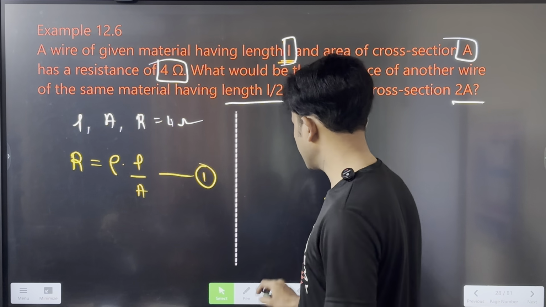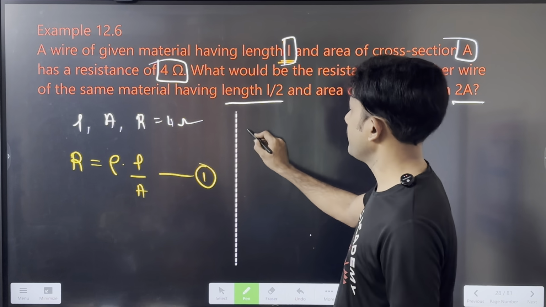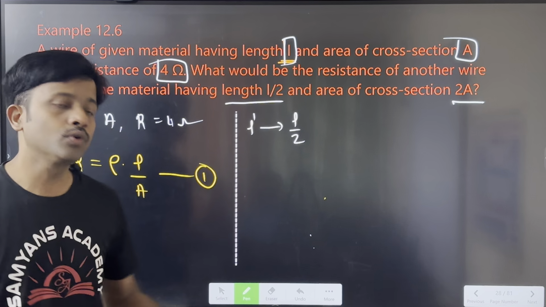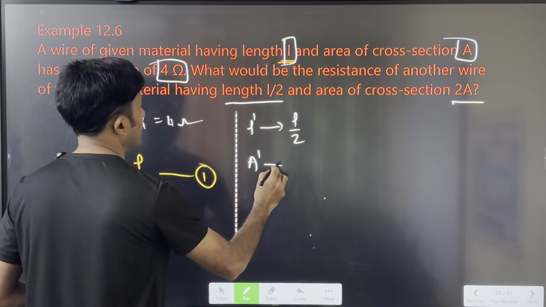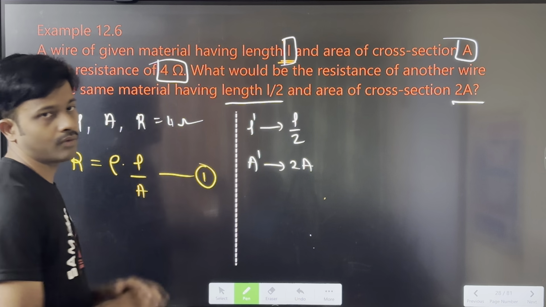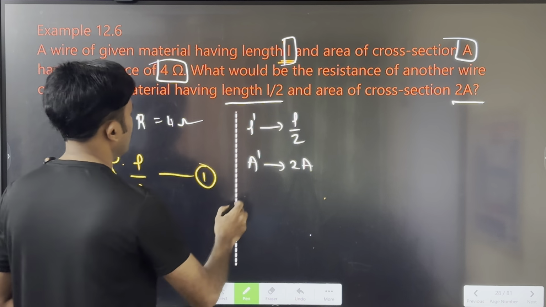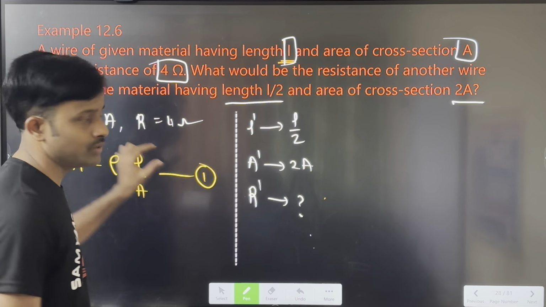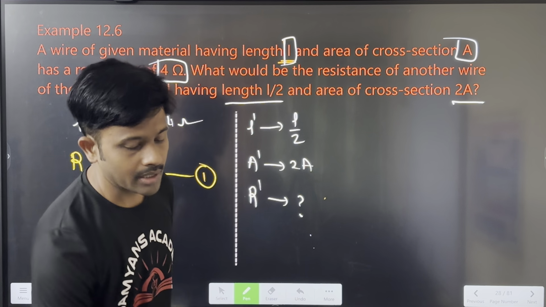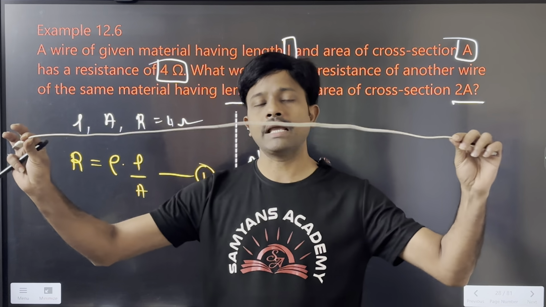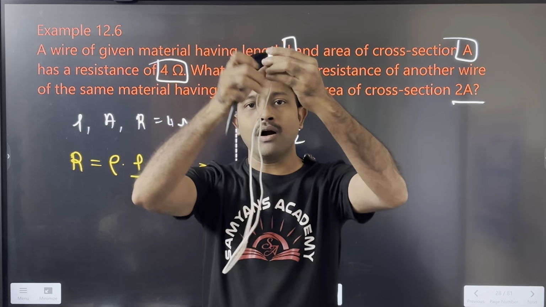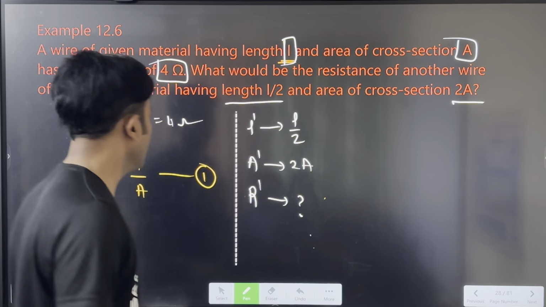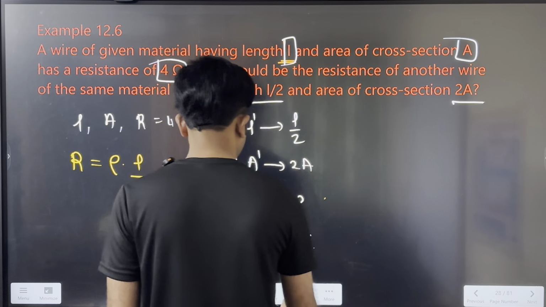The length becomes half, so let us say L dash becomes L by 2. Then the area becomes 2 times, so the new area becomes 2 times the old area, 2A. Then what would be the new resistance? We are using the same material, not changing the wire. The length becomes half and the area becomes 2 times. Then what would be the resistance, and how much will it decrease? Let us see how to calculate this.